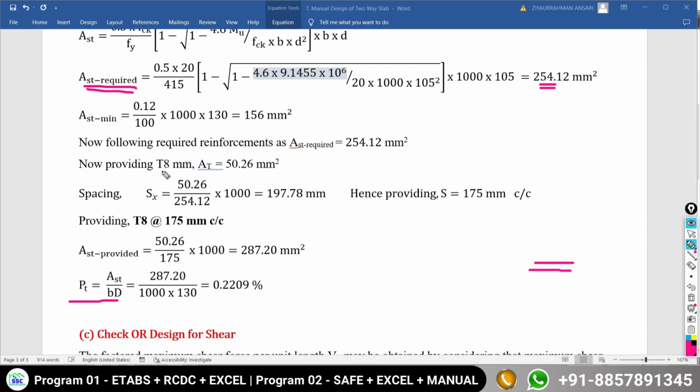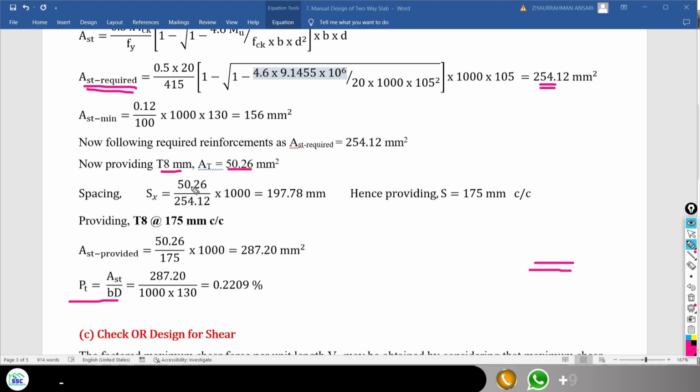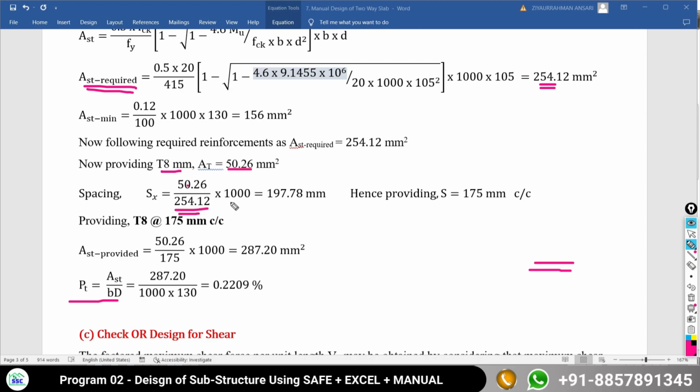I am going to provide 8 mm diameter bar. The unit area is going to become 50.26. So unit area divided by total area required, multiplied by 1000 per meter width of the slab.